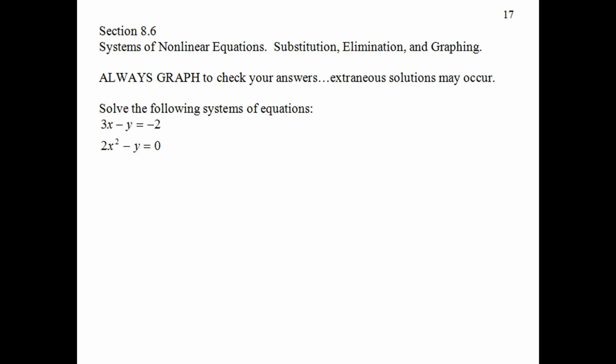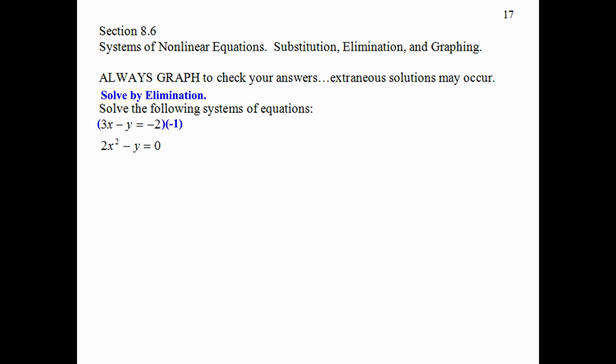So let's solve the following system of equations. We have 3x minus y equals negative 2. That's a line. 2x squared minus y equals 0. That's a parabola. So thinking about it, there's a parabola and a line going through it, so at most two possible intersections. All right, because I have a minus y in each equation, I'm going to do this by the elimination method.